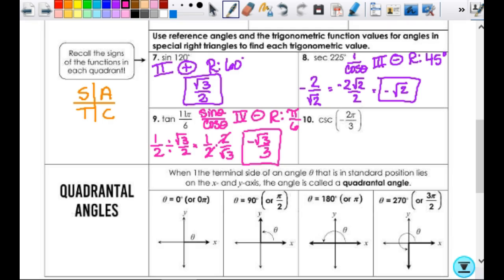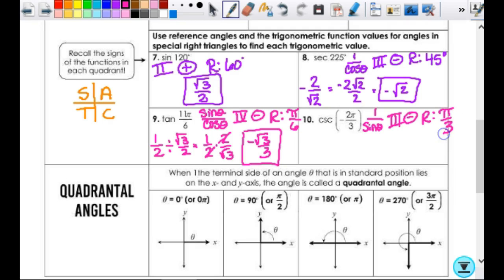Anything else? All right. Cosecant. What's the reciprocal of cosecant? Sine. So it's 1 over sine theta. All right, so negative 2 pi thirds, what quadrant is that in? Third quadrant, good. So in the third quadrant, is sine positive or negative? Negative. And then your reference angle is pi thirds.